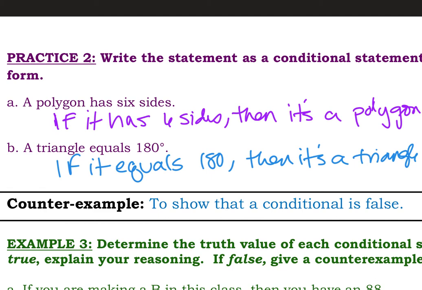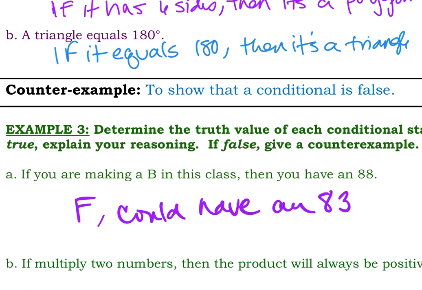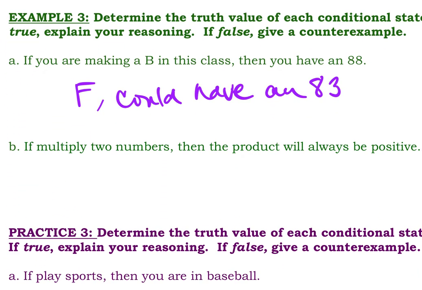All right, counterexample, we saw this yesterday. A reminder that this is just proving something to be false, okay? So only if it's false do I want a counterexample, okay? So it says, if you are making a B in the class, then you have an 88. Is that true? If you're making a B in the class, you have to have an 88? No. What else could you have? You can have an 83. We can say false, could have an 83. Some people give me a range. You can have anything between 0 and 89. Sure. Whatever you want to write as your counterexample.